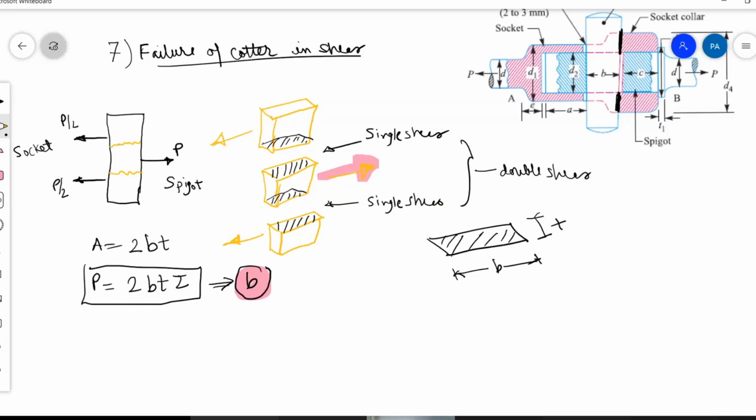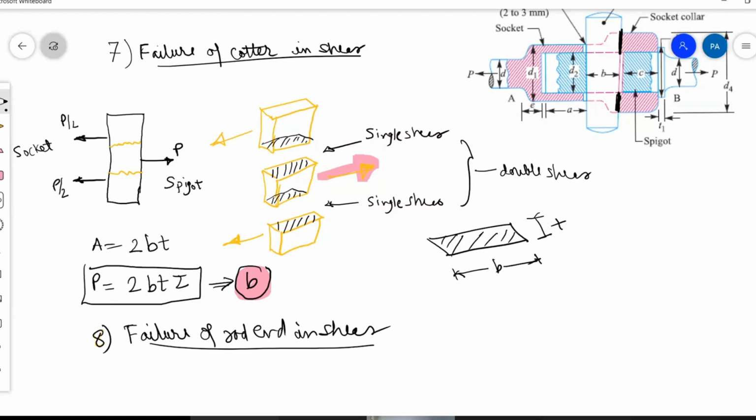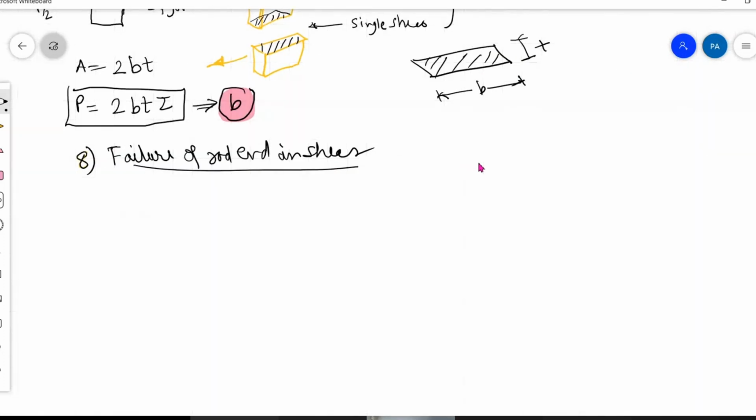Now the next is number 8. What do we have to find now? We have to find the dimension A. So I will write failure of rod end in shear. Failure of rod end in shear. What is this rod end? I will draw the sketch again so that you will understand what this is. See, the Cotter spigot is like this. This is the spigot.